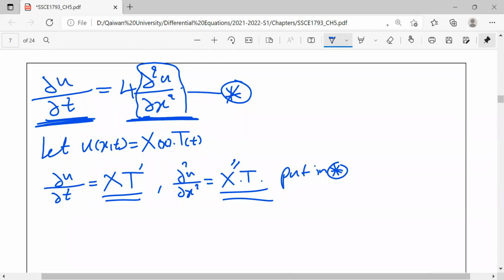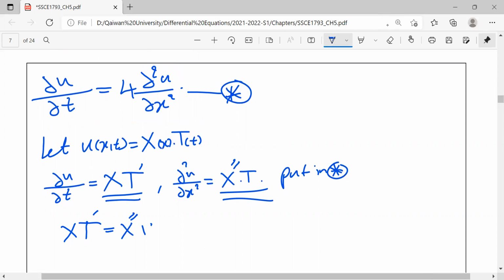And we get x t prime equals, in the right hand side you have partial squared of u by partial x squared. It is x double prime t. Okay, it's 4 x double prime t. Now we separate the variables. We put t with t prime, and also we put x with x prime.